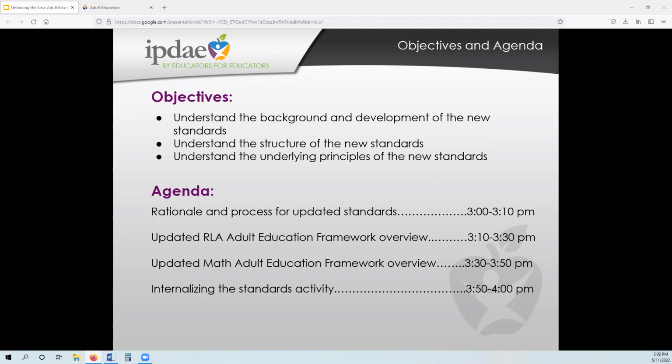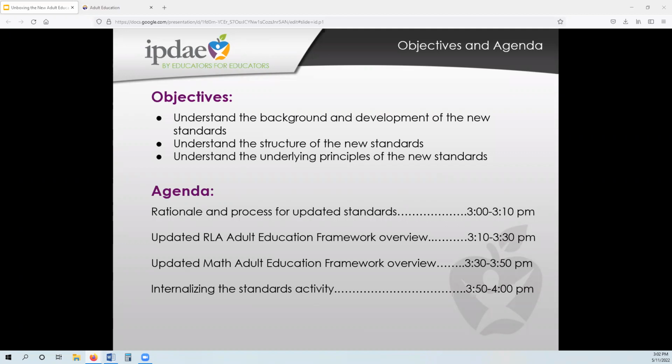So we are going to follow a simple flow here. We first want to help you understand the background and development of the new standards, a little bit of the why and the how, so you understand the process a bit. We also want to make sure that you're clear on the structure of the new standards. There are going to be some ways that the standards are structured differently.